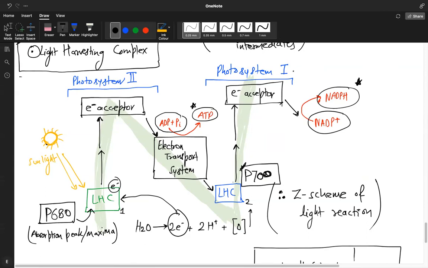So photosystem 1 has a reaction center absorption maxima at 700 nanometers. So it's called P700. Photosystem 2 has a reaction center absorption maxima at 680 nanometers. So it's called P680. Will you remember that? Does it make sense and logic to you, everyone? So please draw this and let me know when you are done.